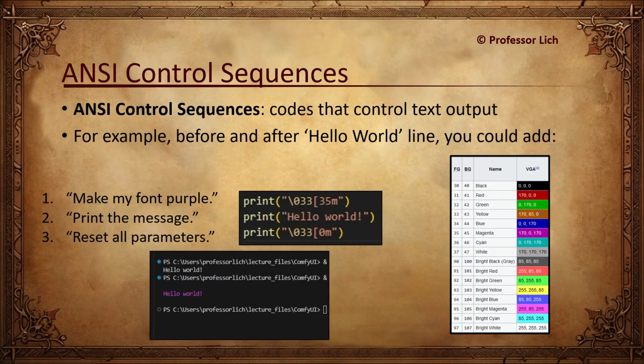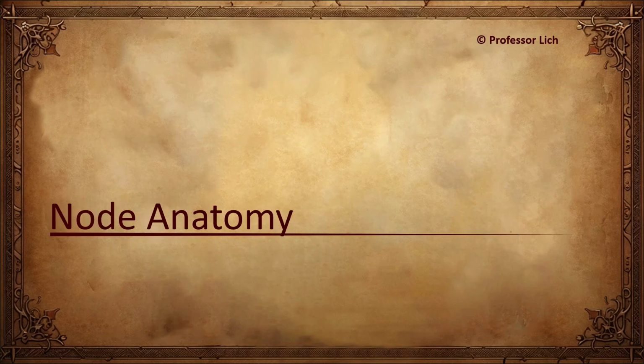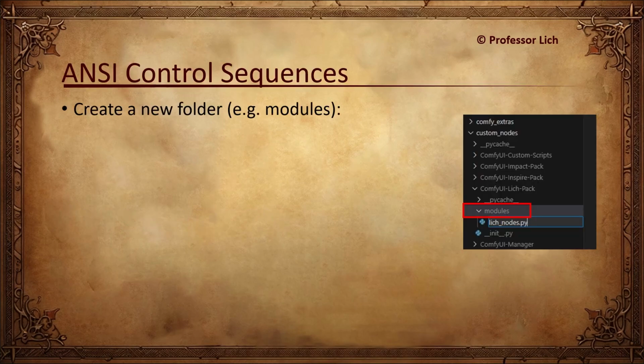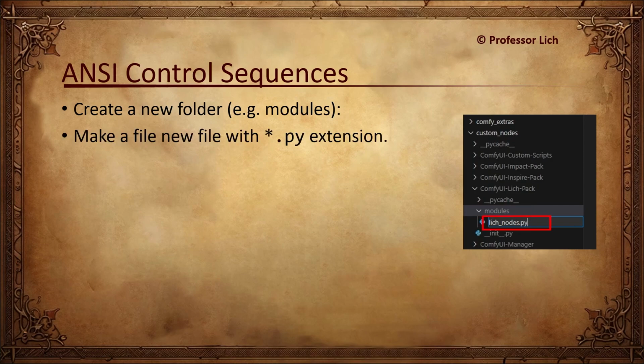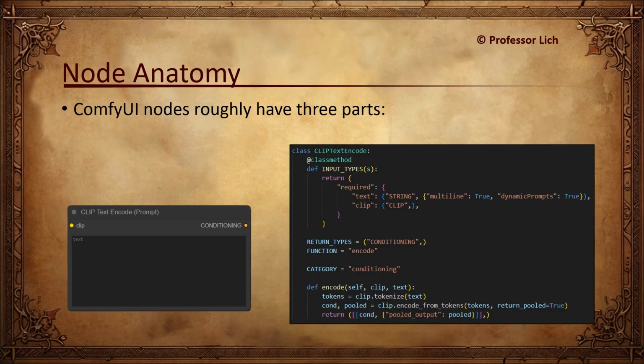So now that we have registered our code as a package, we can look at what typical code for a node looks like, and what needs to be included there. So we begin by creating a folder, which I will call modules. You can call it anything you want. And in that folder, create a file with a .py extension, which will contain the code for our node. So let's take a simple example. I'm going to use the CLIPTextEncode node I'm sure everyone's familiar with.